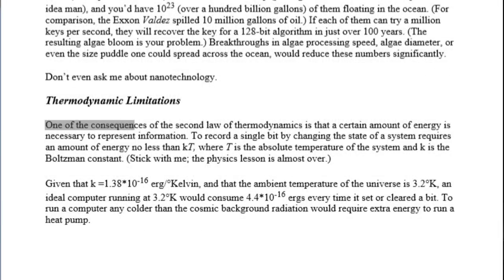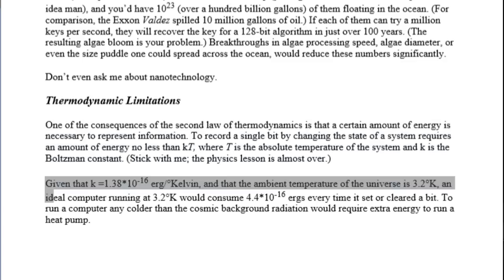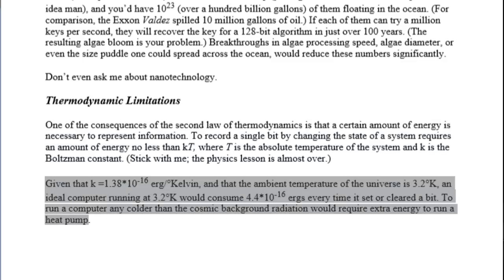One of the consequences of the second law of thermodynamics is that a certain amount of energy is necessary to represent information. To record a single bit by changing the state of a system requires an amount of energy no less than kT, where T is the absolute temperature of the system and k is the Boltzmann constant. Okay, that's the minimum amount of energy, the physical laws of the universe. So let's talk about the energy output of the sun in relation to the minimum amount of energy required to flip a bit in a counter.